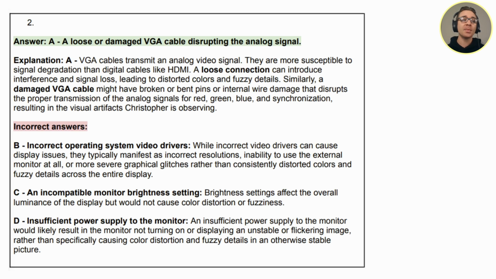C, an incompatible monitor brightness setting. That would mean that the brightness is low, but it wouldn't make it look fuzzy and it wouldn't make the color look distorted, right? So that's not something we would see. And D, insufficient power supply to the monitor. In that case, we would not be able to see anything at all because the monitor would not be turned on.